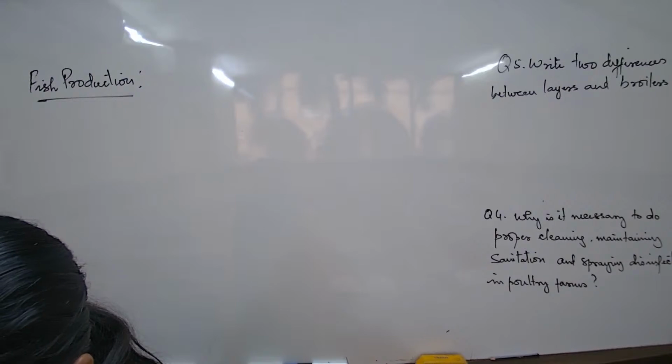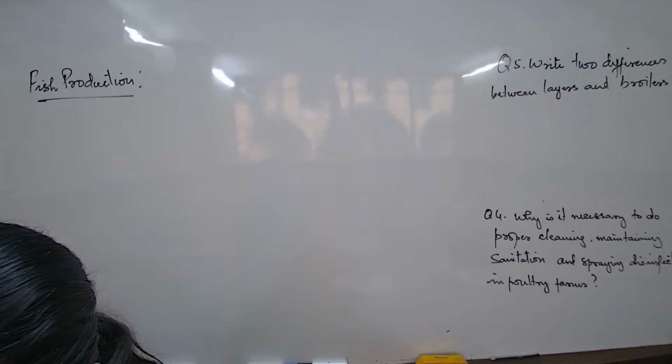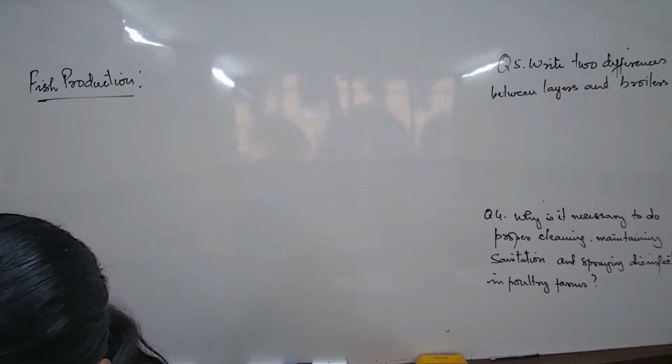Other side, what should you write? They require low protein and high roughage. High roughage. Flesh production.